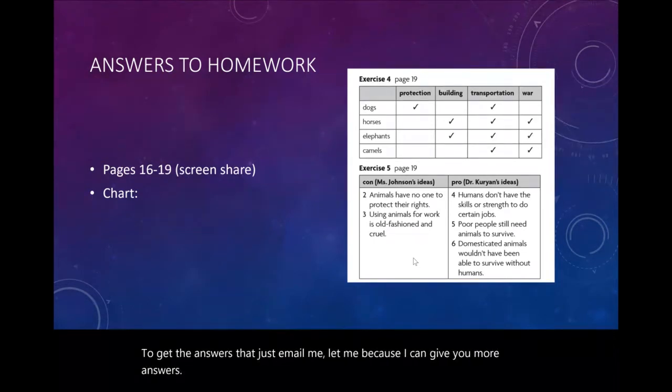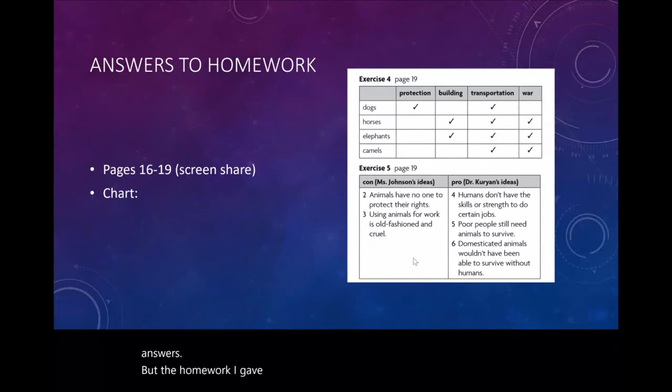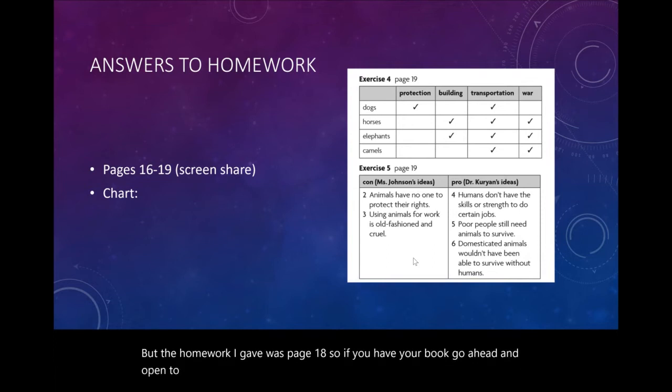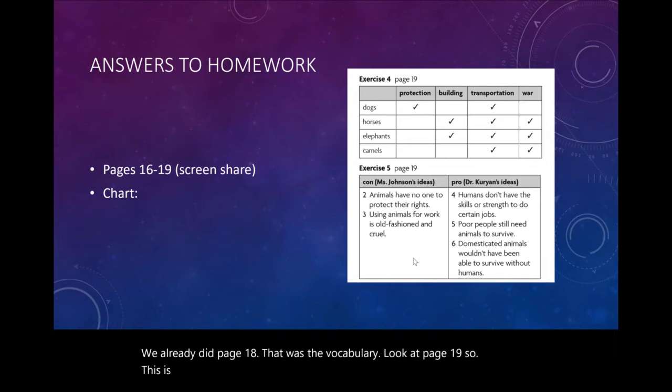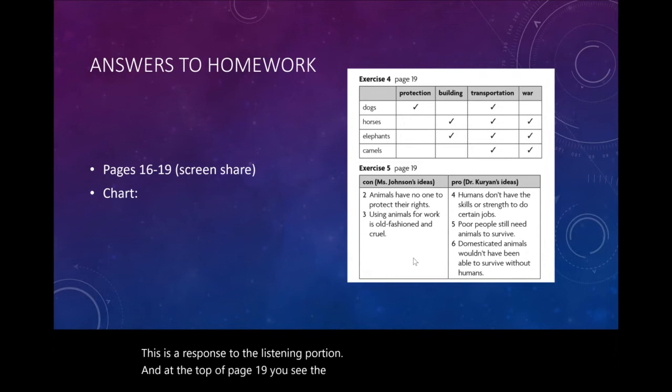But the homework I gave was page 18. So if you have your book, go ahead and open to page 18. Actually, no, we already did page 18. That was the vocabulary. Look at page 19. So this is a response to the listening portion. And at the top of page 19, you see the chart. So we're kind of listening and we responded to what we heard.